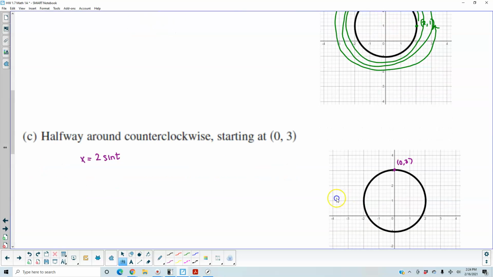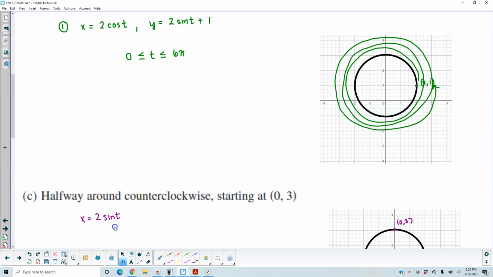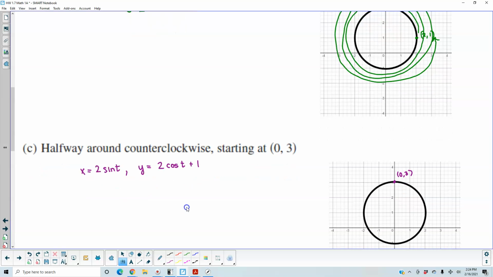Because if we plug in 0, then the sine of 0 is going to be 0, and then we want to get 3 for the y value. So that's why we're changing cosine to be sine now. And therefore y, if it's going counterclockwise, is going to remain positive, so it's going to be 2 times the cosine of t plus 1. Now, since we're only going halfway around counterclockwise, that means t is going to be between 0 and pi, because pi represents half the circle as opposed to going the whole way for 2 pi.